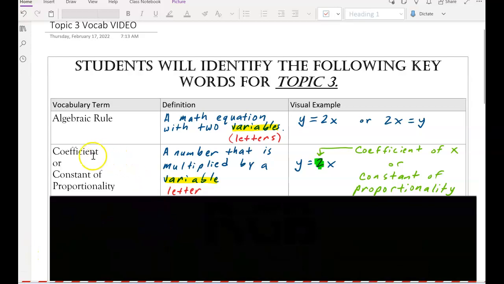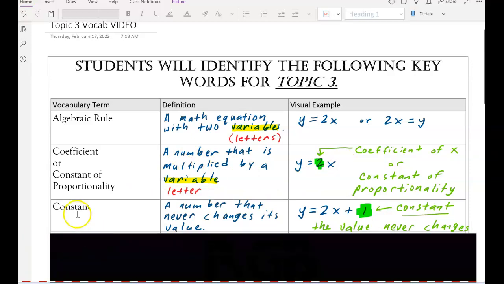The next vocabulary term is coefficient. Or in this chapter, we're going to call it the constant of proportionality. And what is a coefficient? Well, a coefficient is just a number that is multiplied by a variable. And you know that it's being multiplied by a variable because it's sitting right next to the variable. It's like they're a couple. And so in this case, when we have y equals 2x, the number 2 is the coefficient of x. And we call that also the constant of proportionality. And you'll find out more about that in coming terms and in the next couple of weeks. But in this case, the coefficient of x is 2 because it's being multiplied by x. 2 times x.